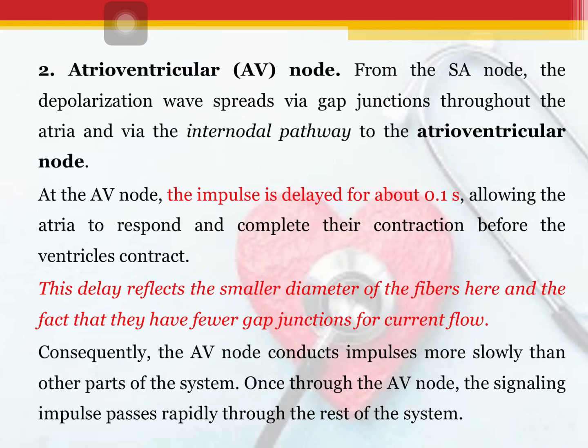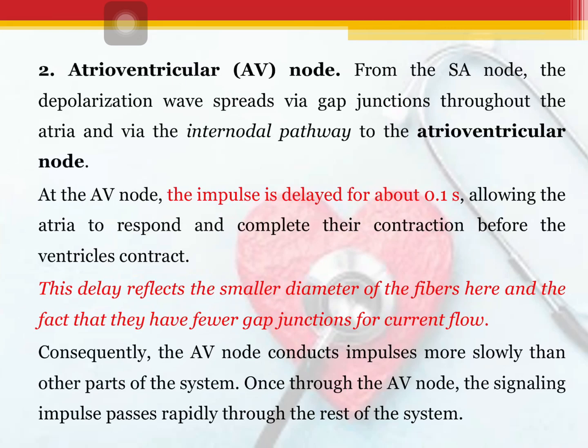Why is it that we need a delay for the impulses from the SA node to the atrioventricular node? There should be a delay for the impulse to travel from the SA node to the AV node because if there's no delay, the atria and ventricles will have the same contraction time. Thus, the oxygenated blood and deoxygenated blood can mix up together.